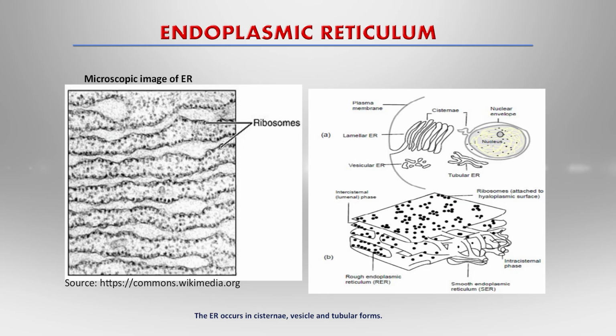This slide shows an electron micrograph of the endoplasmic reticulum. The rough endoplasmic reticulum has ribosomes attached to its surface, and the tubular form of the endoplasmic reticulum has no ribosomes, which is called the smooth endoplasmic reticulum. On the basis of these two forms, the endoplasmic reticulum performs specific functions.